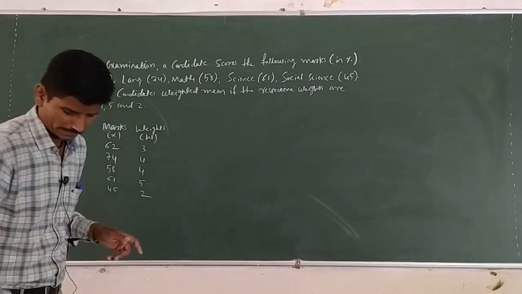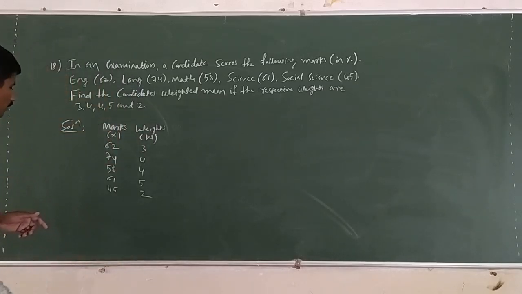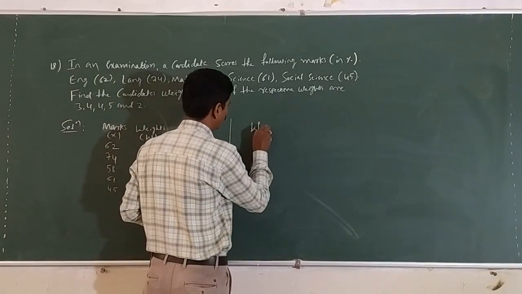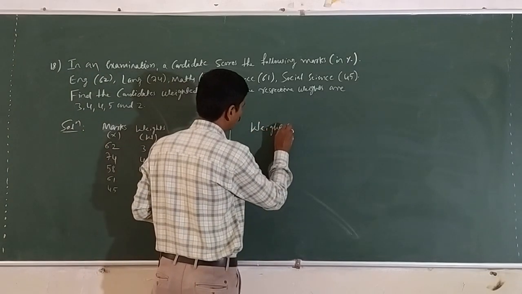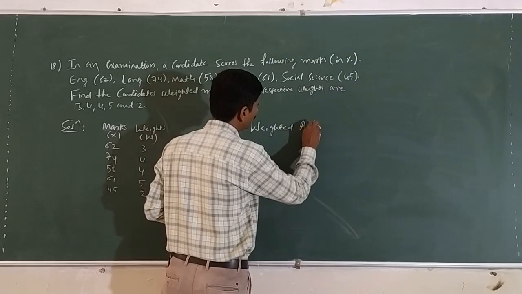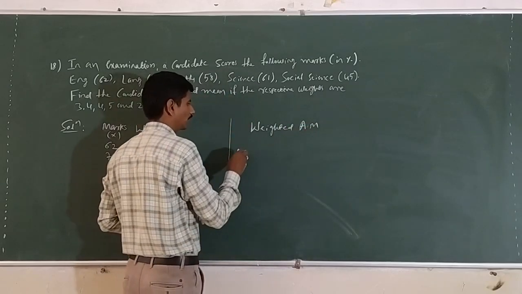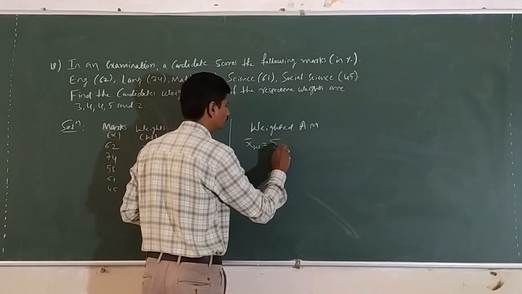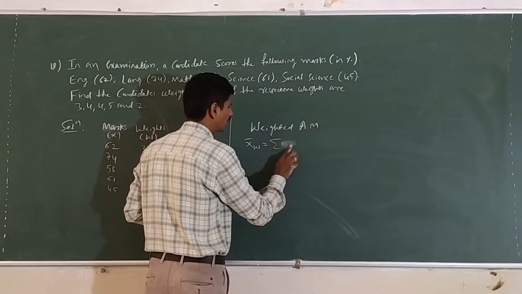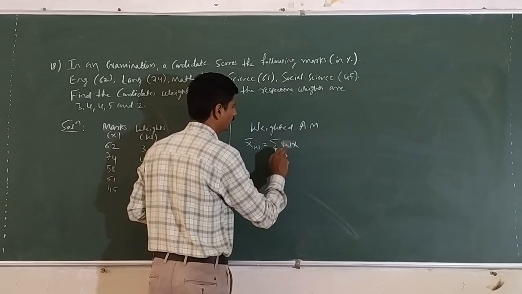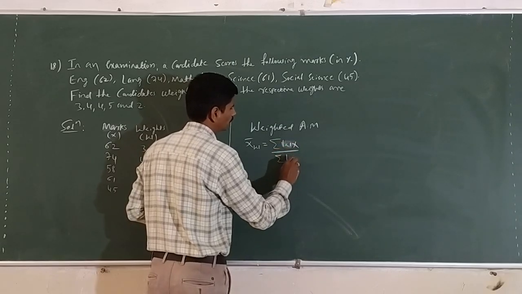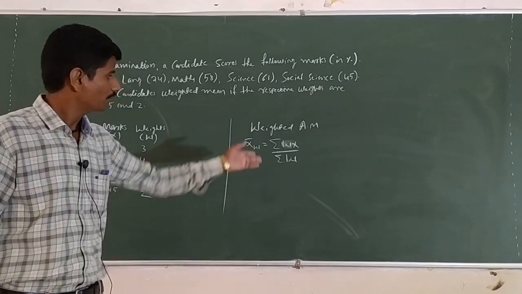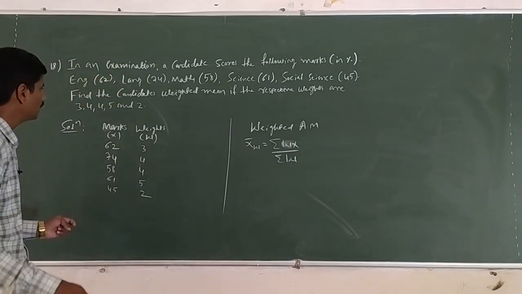Find the weighted arithmetic mean. The weighted arithmetic mean formula, where AM is arithmetic mean, is x bar w equal to sum of wx divided by sum of w, summation of wx divided by summation of w. Here you have to multiply w into x.